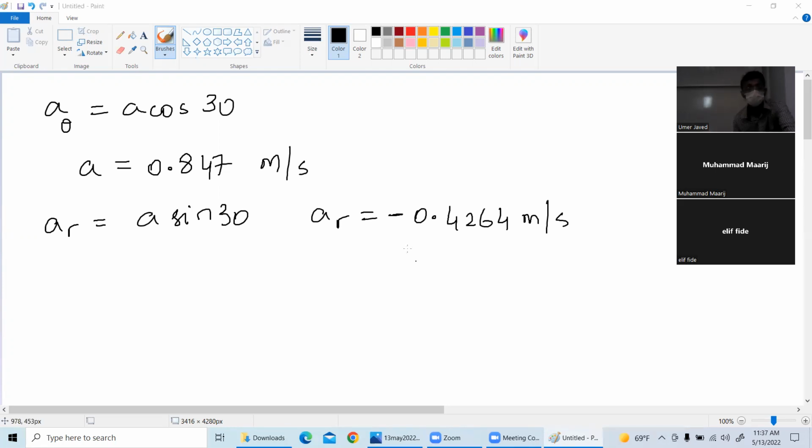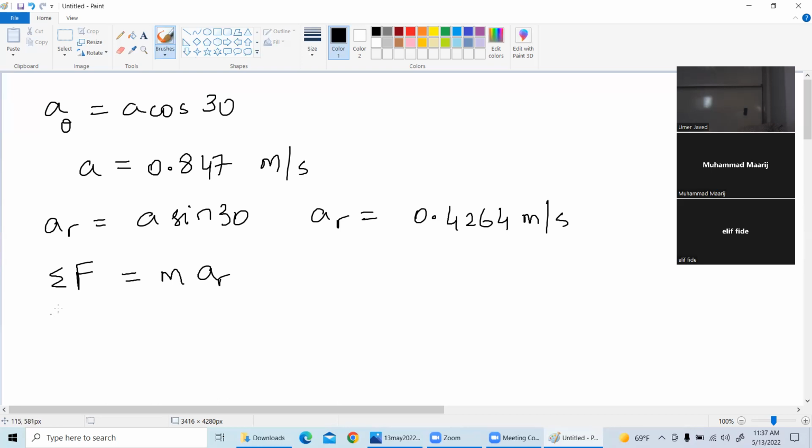Now that you have got a value, no, it cannot be minus. So summation of forces, R is 0. And if you calculate, it's minus. No, AR is A sine 30, right? A you calculated, this is sine. So summation of forces is equal to MAR.